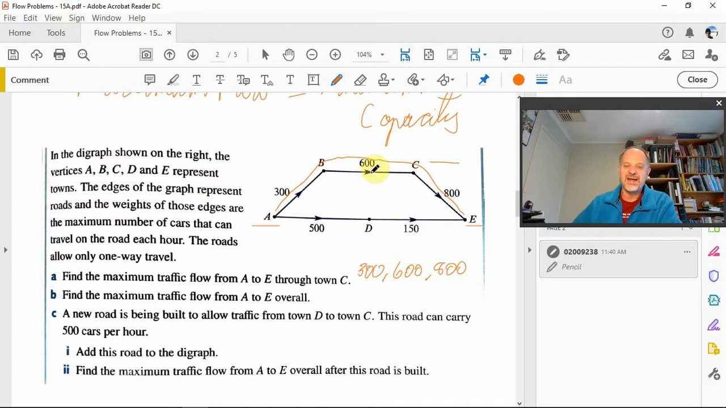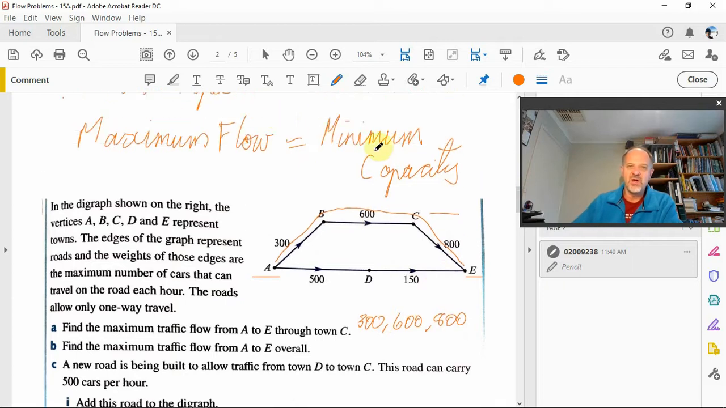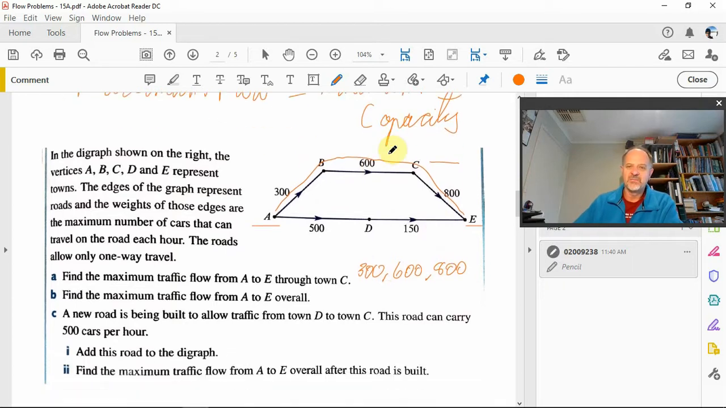Now remember, back up here we said the maximum flow was the minimum capacity. So the minimum capacity here is 300. So the maximum traffic flow would be 300 cars per hour. It's all very well that the road can cope with 600, but it's only getting 300 in the first place. All right, so 300 there.